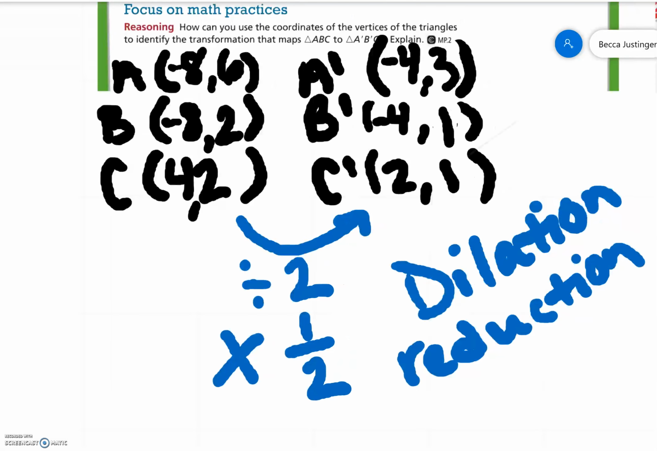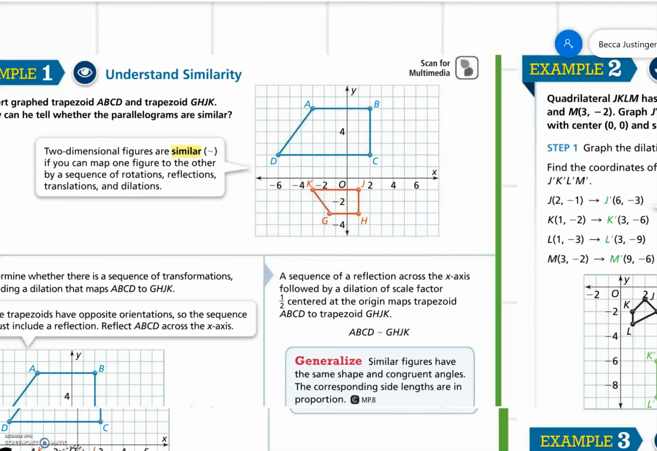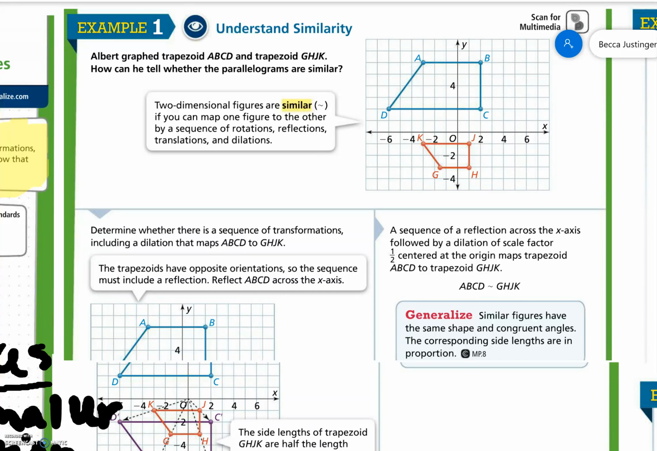Okay, example number 1. Understand similarity. Albert graphed trapezoid ABCD and trapezoid GHJK. How can he tell whether the trapezoids are similar? Two-dimensional figures are similar, this is the symbol for similar, if you can map one figure onto the other by a sequence of rotations, reflections, translations, and dilations.